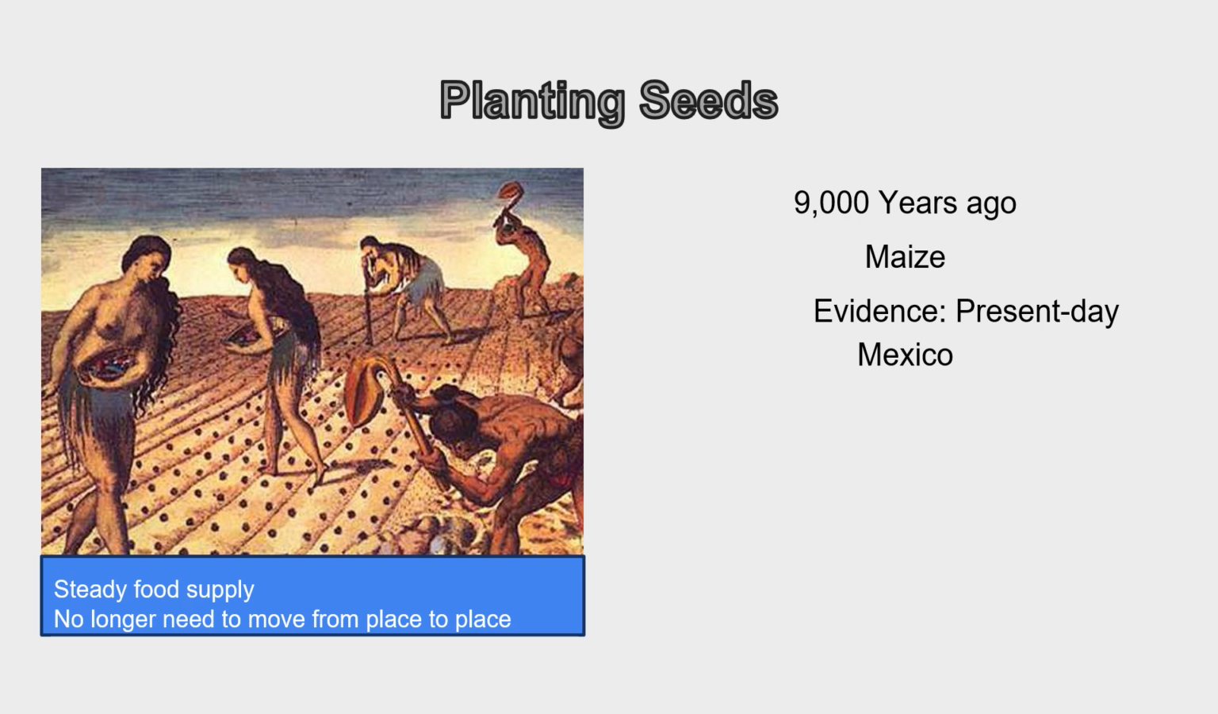So, luckily, some of the people found out that when you plant a seed, it will grow, and it actually happened across the whole world at the same time. People were realizing that they could plant seeds and they would grow. So, the steady food supply meant no longer having to go from place to place. Their food was right there.